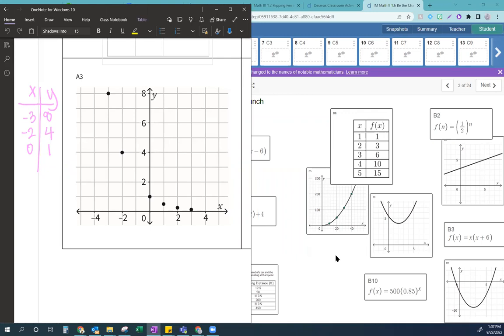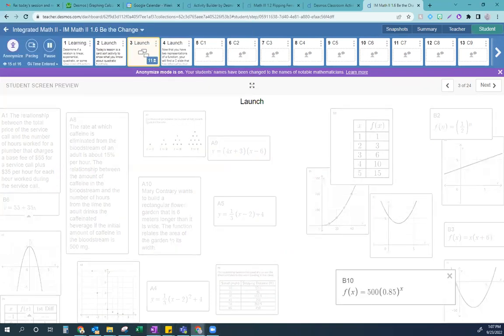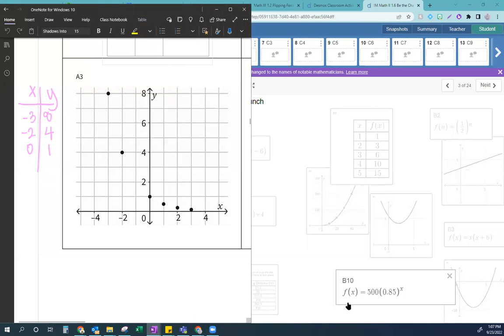Okay, so someone said B10, Miss Johnson. B10, yeah. Oh, it went away. Sorry, hold on a second. Come back to me. This one doesn't match that. Yeah, that one does not match that because this has some weird 500 in it and some weird 0.85. But it does have an X in the exponent, and we know that this has some exponential looking kind of stuff to it.